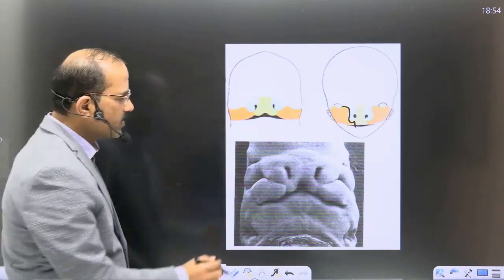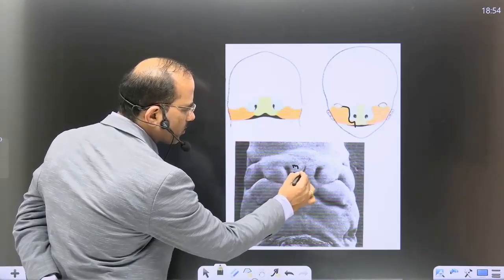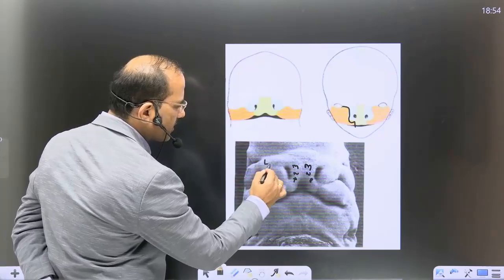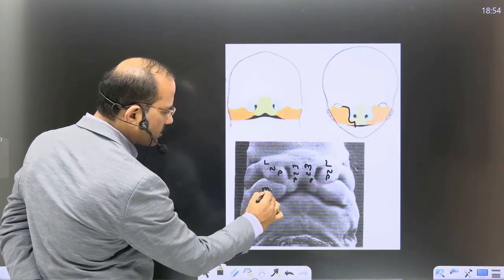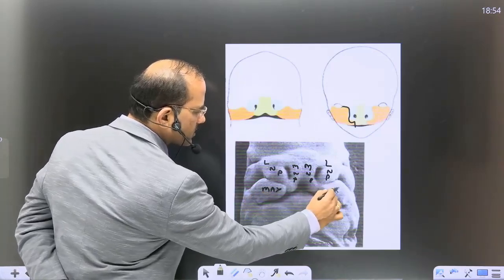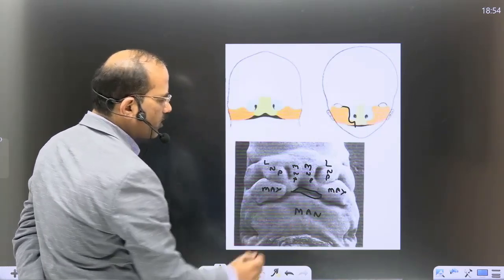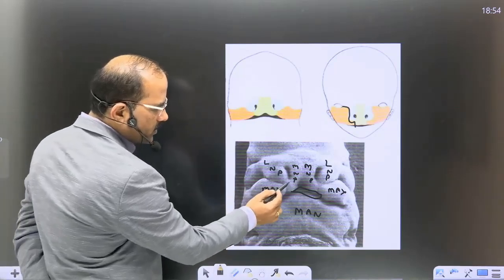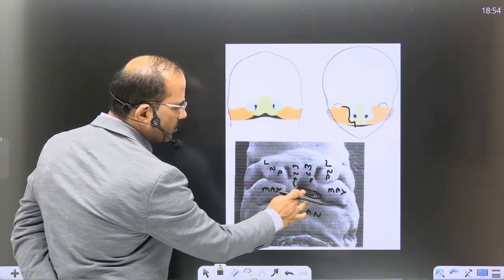Look at this slide. What is this? That's the medial nasal process on both sides. That's the lateral nasal process here. What is this? Maxillary process here. That's the mandibular process, and that's the mouth. So the maxillary process is coming closer, and the two medial nasal processes fuse.